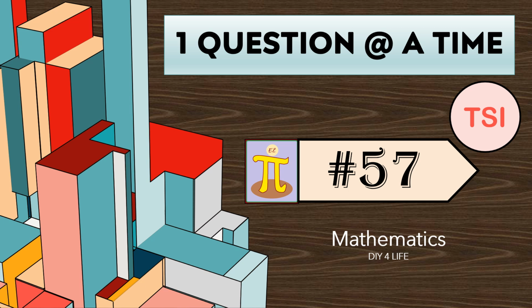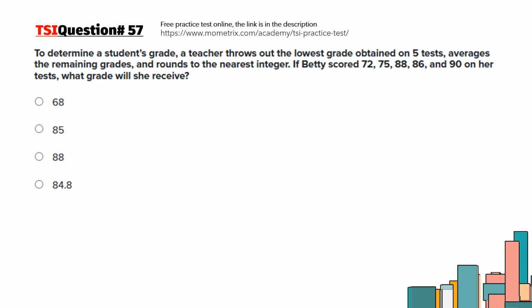Question number 57. To determine a student grade, a teacher throws out the lowest grade obtained on 5 tests, averages the remaining grades, and rounds to the nearest integer. If Betty scores 72, 75, 88, 86, and 90 on her tests, what grade will she receive?